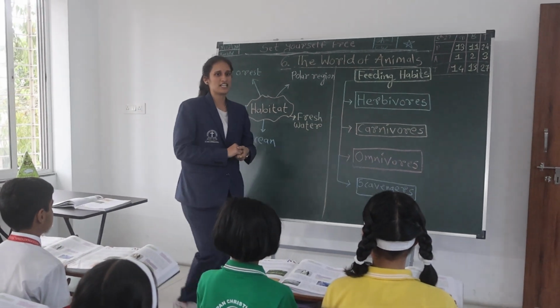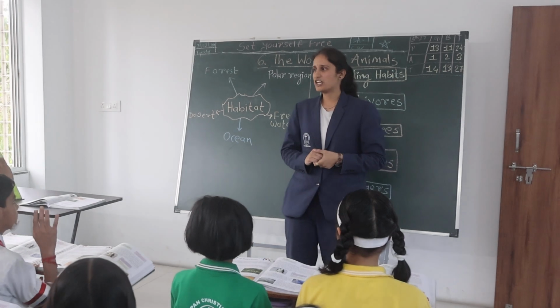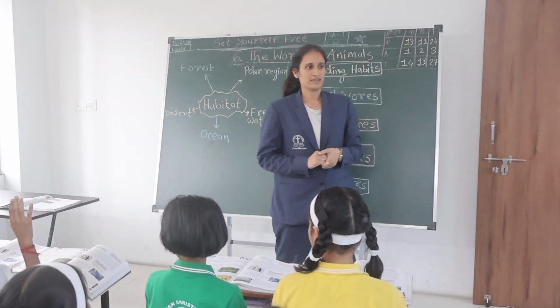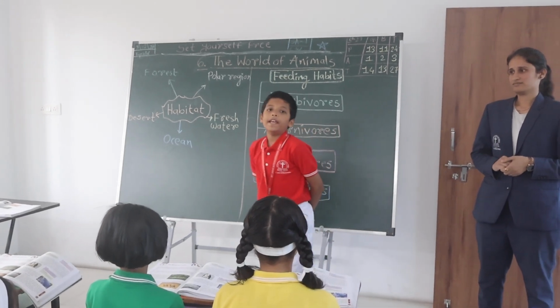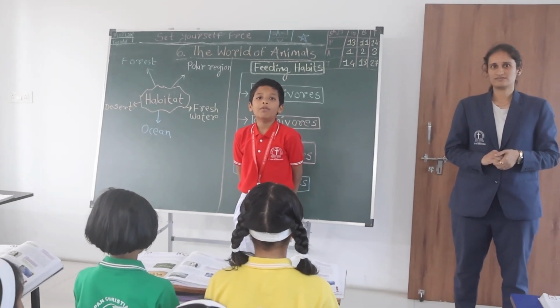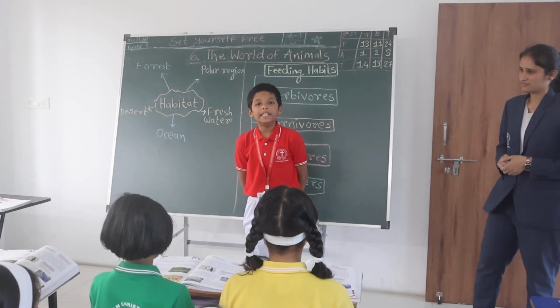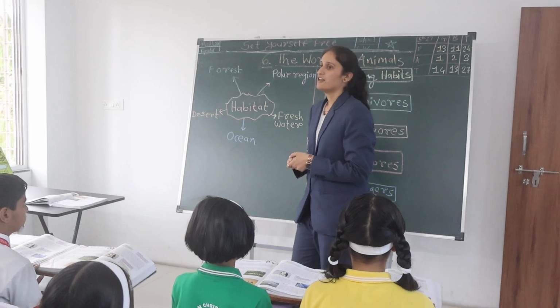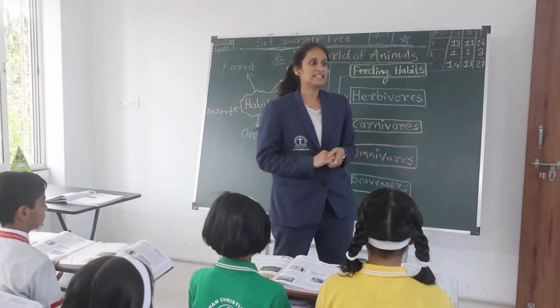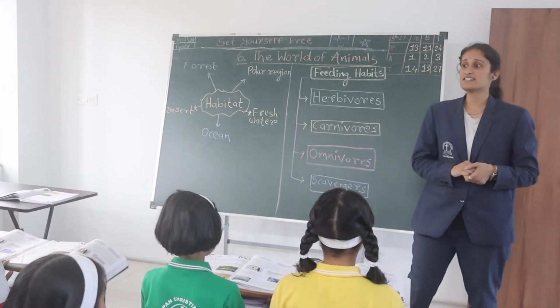So someone please explain to me what is the definition of habitat. Who is going to tell? Come Faizan and say. The place where an animal lives or is found naturally is called its habitat. Thank you. Habitat is a place where an animal is found naturally or lives. It is known as its habitat.